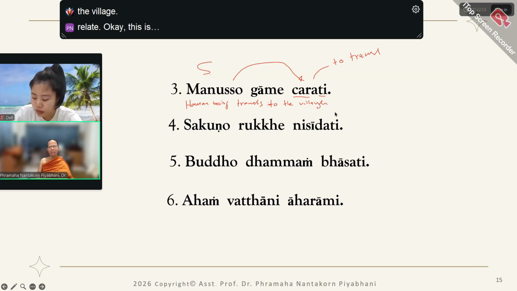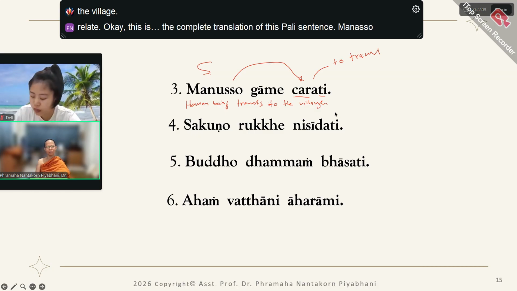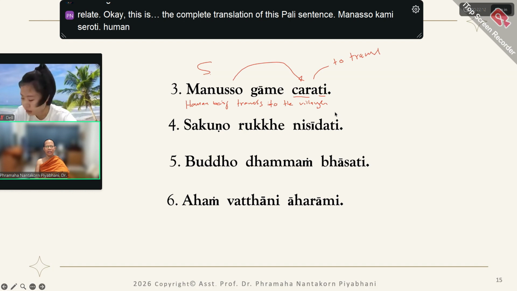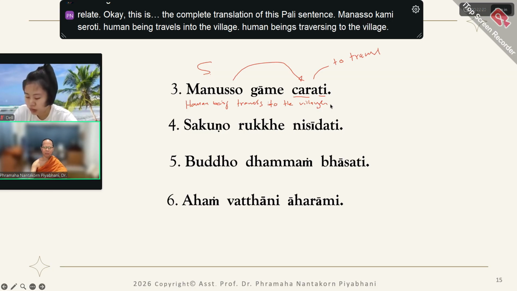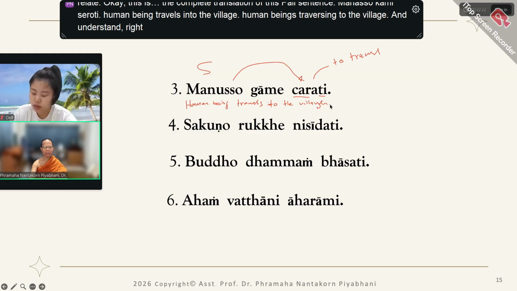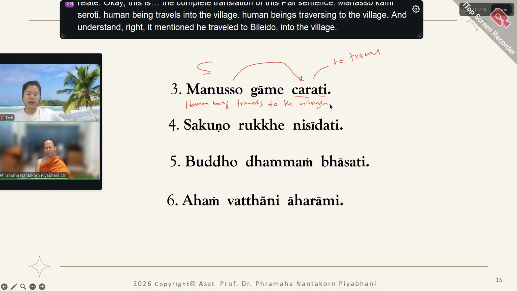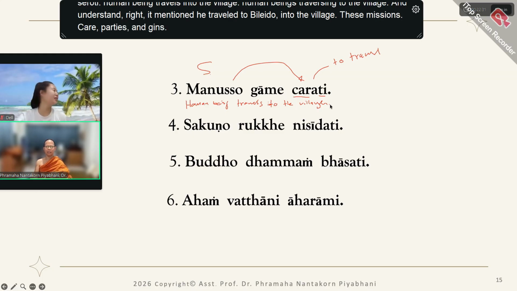Okay, this is the complete translation of this Pali sentence. Manaso kame jarati. Human being travels into the village. Understand, right? It makes sense. He traveled to the village or into the village. It is a correct Pali sentence and the translation also makes sense.